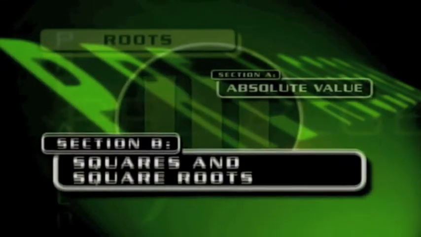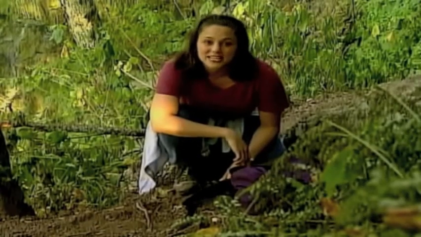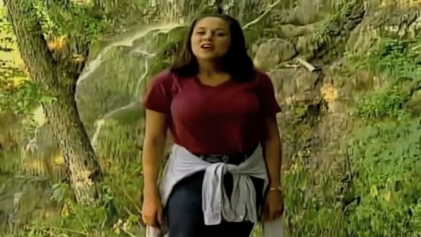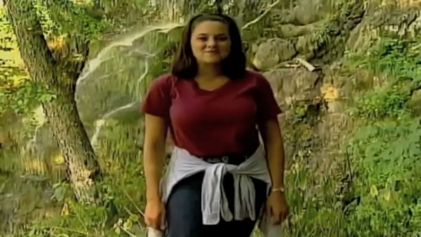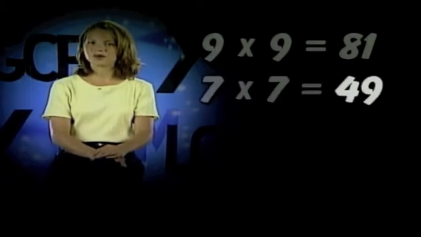Section B, Squares and Square Roots. In this section, we're going to take a look at the expansive world of roots. There are many different types of roots, but we're going to start with square ones and work our way up. Remember when we see something like 7 squared, that means we multiply the base 2 times. So 9 squared equals 9 times 9, or 81. And 7 squared equals 7 times 7, or 49.